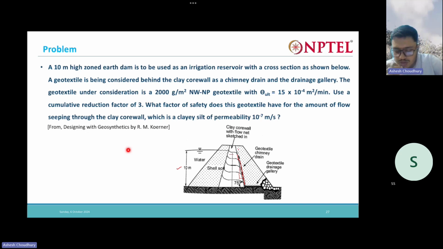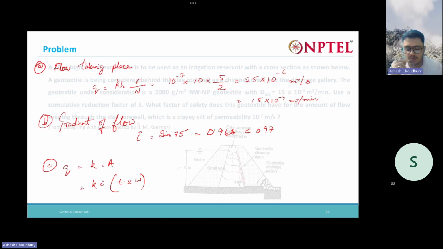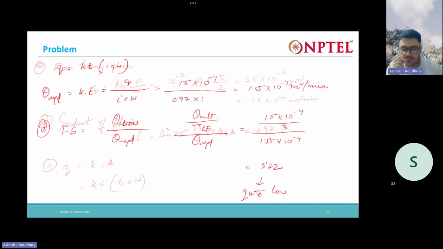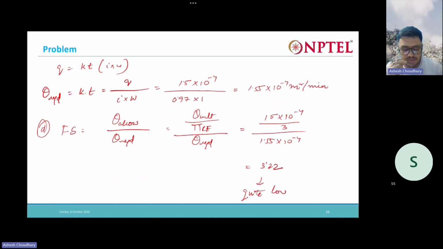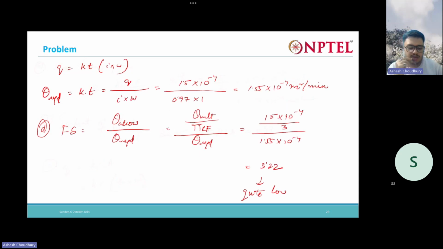So we need to calculate the factor of safety and check if the given geotextile is fine for this purpose. Again, the first task is to calculate the flow using the flow net, and from the flow we need to find the transmissivity. So that is what we did here. We first calculated the flow, and from that flow we calculated the required transmissivity.